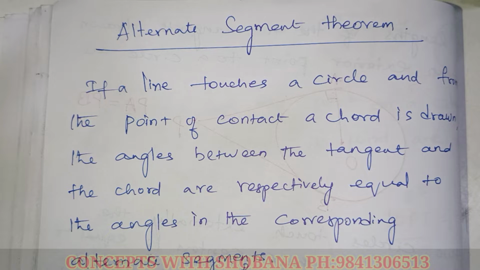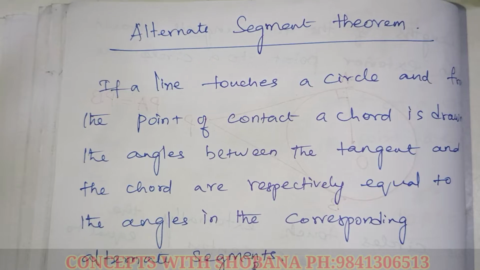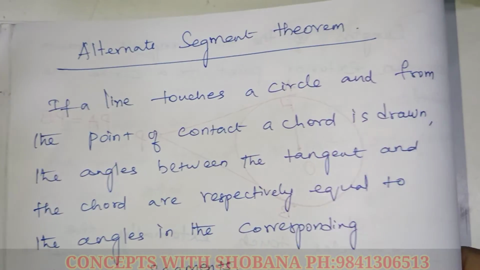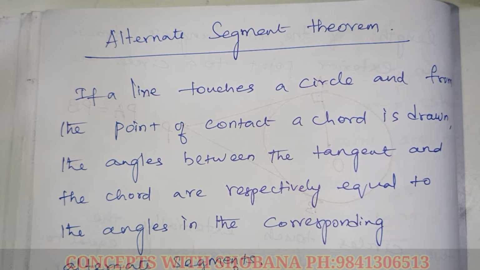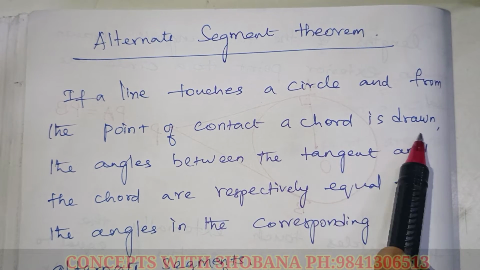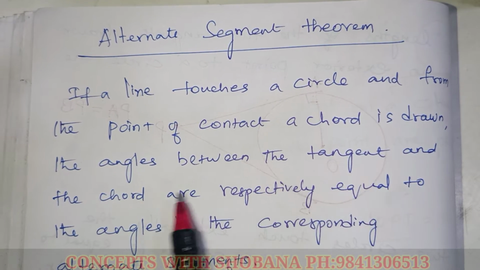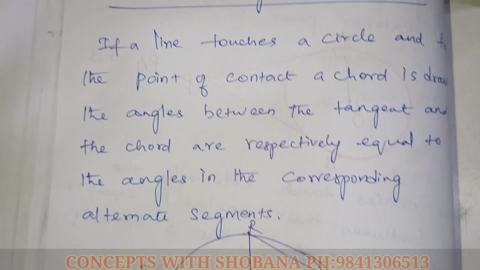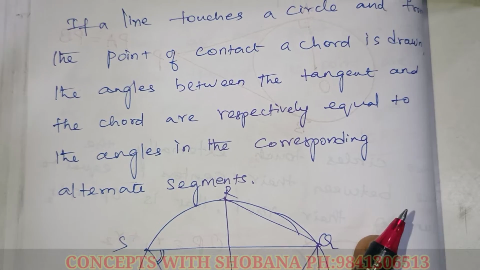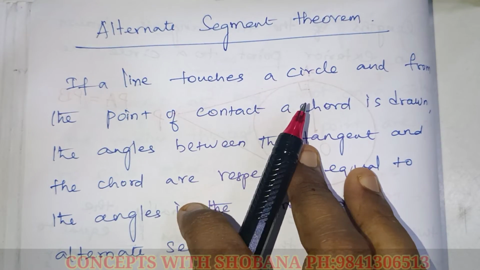In Part 2, the first theorem we are going to see is the alternate segment theorem. What is meant by the alternate segment theorem? If a line touches a circle and from the point of contact a chord is drawn, the angles between the tangent and the chord are respectively equal to the angles in the corresponding alternate segment. Okay? So, what is the meaning of this theorem?